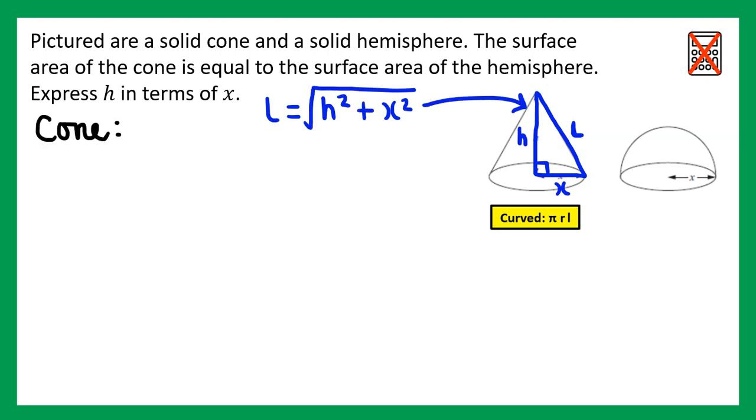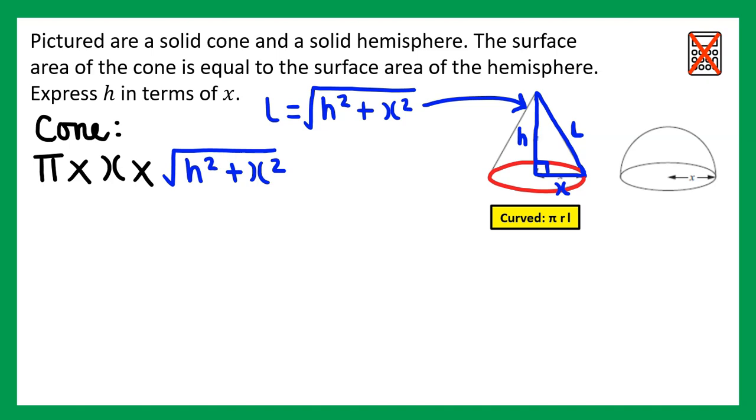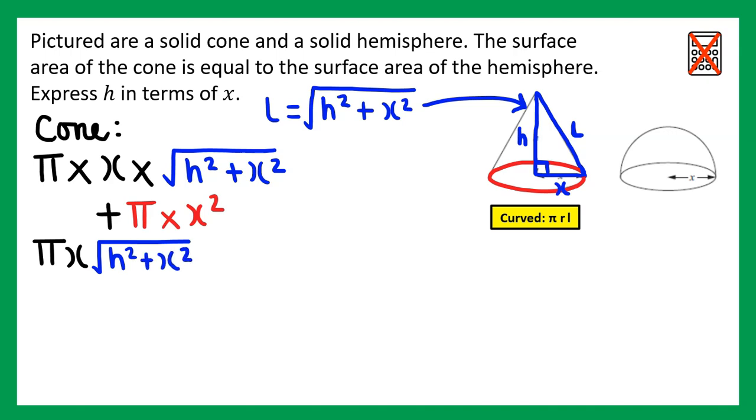Using this to work out the curved surface area by substituting into pi RL. I have pi multiplied by the radius, which is x, multiplied by the slant height, which I've worked out to be root h squared plus x squared. I'll also need to add on the circular base, which is pi lots of x squared. Tidying this up would give me pi x root h squared plus x squared plus pi lots of x squared.